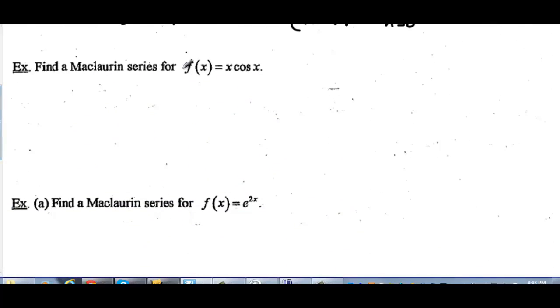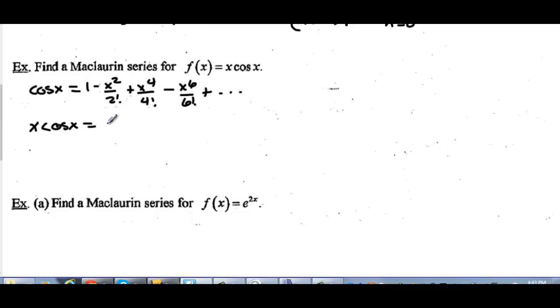Find a Maclaurin series for f of x equals x times cosine of x. Cosine of x is equal to, I need the even powers now, 1 minus x squared over 2 factorial plus x to the fourth over 4 factorial minus x to the sixth over 6 factorial, and keep on going. Well, to get x times cosine of x, I just multiply everybody by x. That'll be x minus x to the third over 2 factorial plus x to the fifth over 4 factorial minus x to the seventh over 6 factorial plus, keep on going.